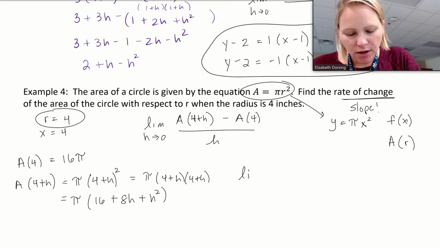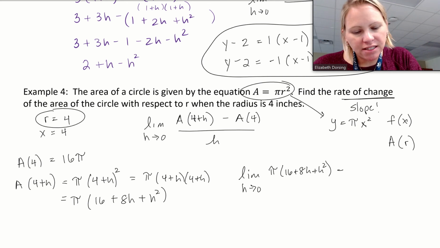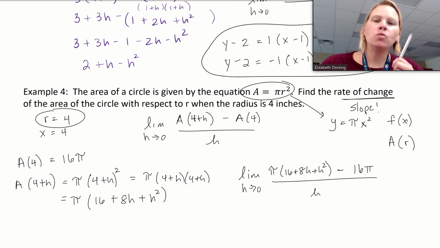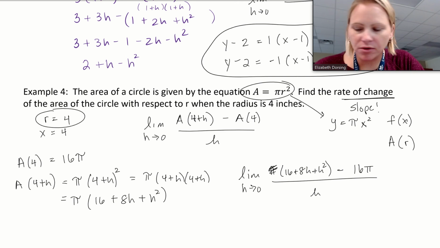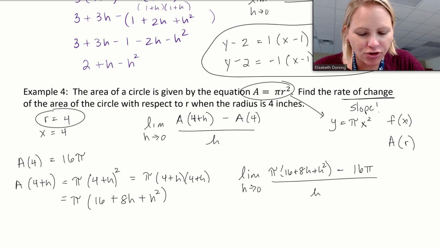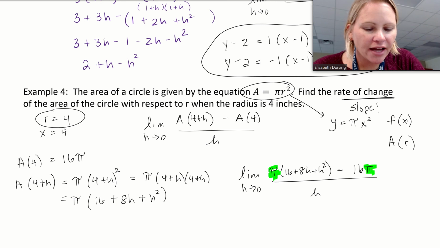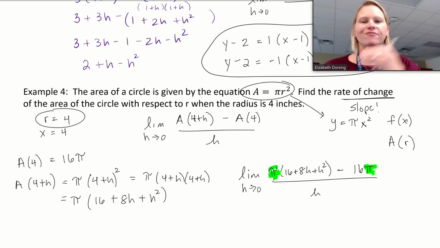And now I'm ready to evaluate and plug it in. Now my limit, as h approaches 0, I'm going to have pi times (16 plus 8h plus h squared) minus 16 pi, all over h. Now watch me do this fun trick. We learned some properties of limits, and we said that when we have limits that have a constant in them, like for example, pi, I can actually factor that out of the entire numerator. And if I can factor it out of the expression, I can factor it out of the limit.